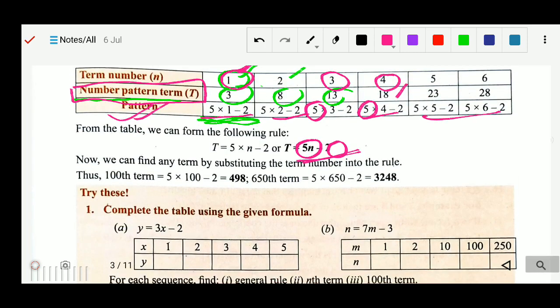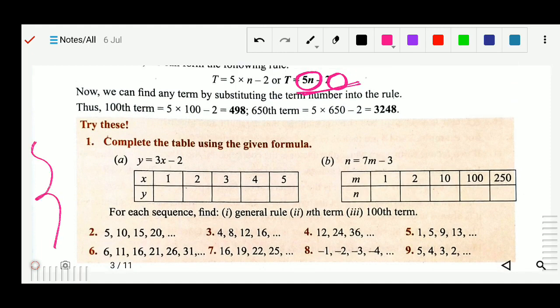So likewise you have to generalize, see it and form the formula, and you have to complete this also. You simply have to see it and think, and you can do it.